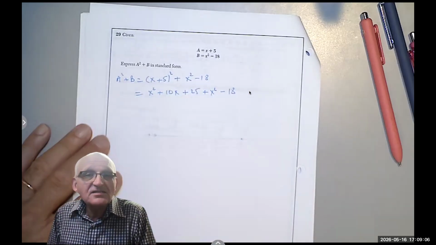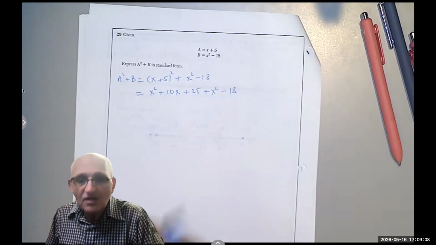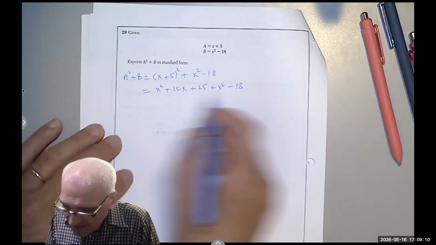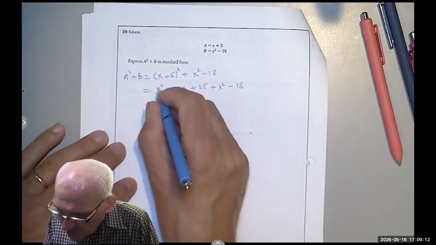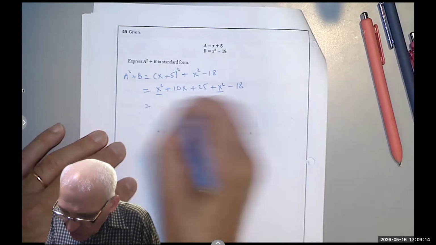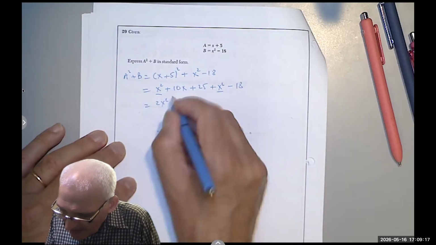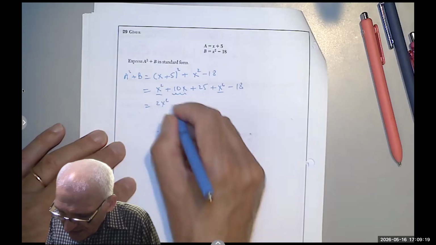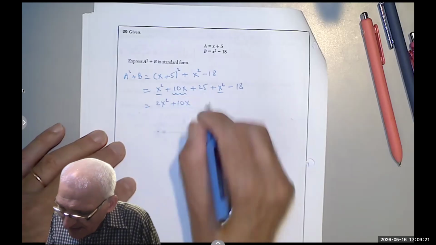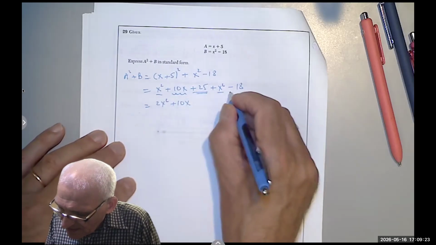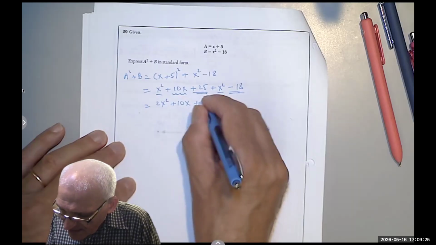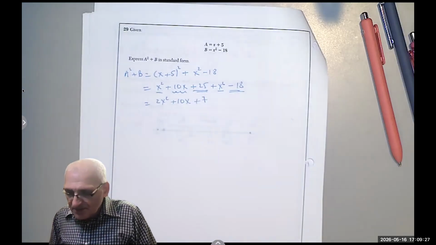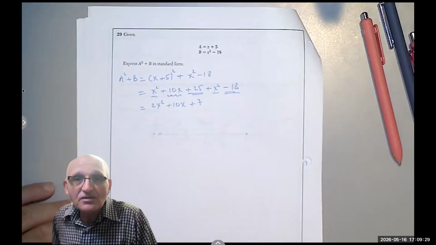If you want it in standard form, like in a decreasing order of the power, meaning here that's a quadratic, x squared plus x squared is 2x squared. I only have 10x for the x term. And then I have 25 minus 18, which is positive 7, and that is a squared plus b. Pretty straightforward, nothing hard, right?